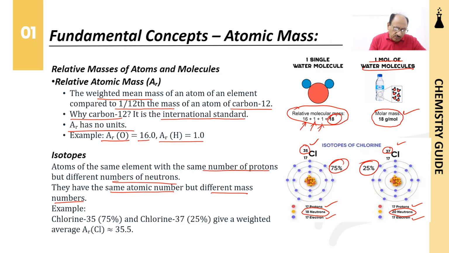And if we have to calculate the relative atomic mass, 35 is 75% and 37 is 25%. So we'll be multiplying these and dividing by 100, and we'll get a relative atomic mass of approximately 35.5. The same example we have done on the next slide also, so we will be discussing it there in detail.